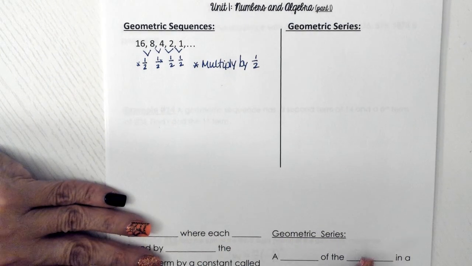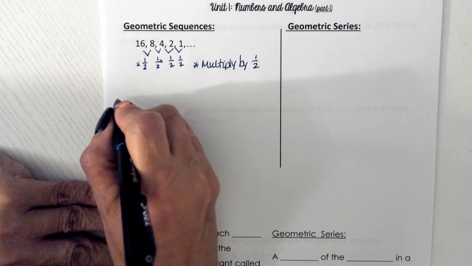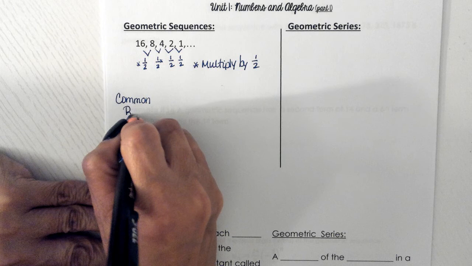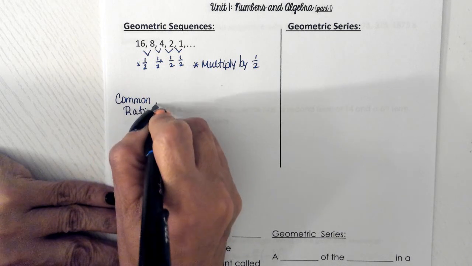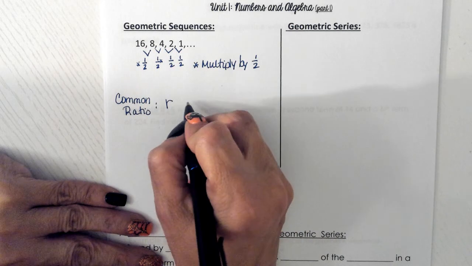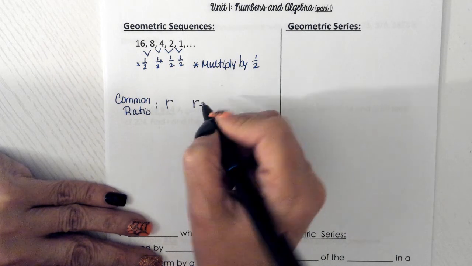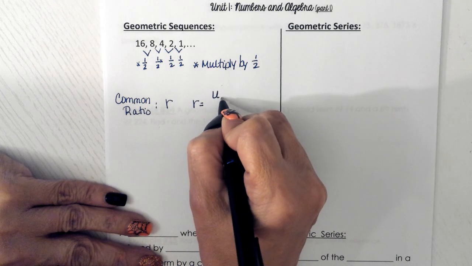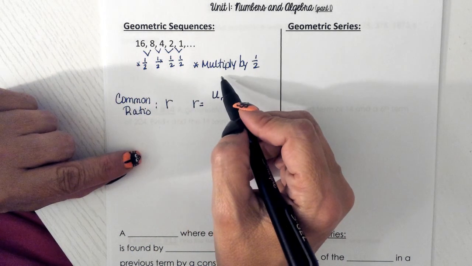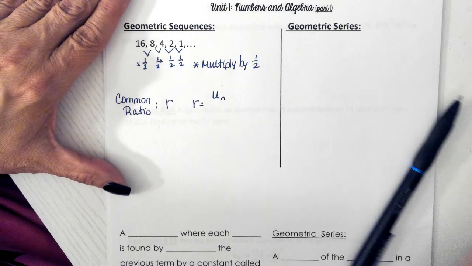So instead of having a common difference, we're going to have what's called a common ratio. And luckily for us, ratio is going to be R. Here's how we're going to write it. R equals U sub n over... Now let's think about what U sub n is. That's just whichever term you're on. And remember, we talked about this many times.